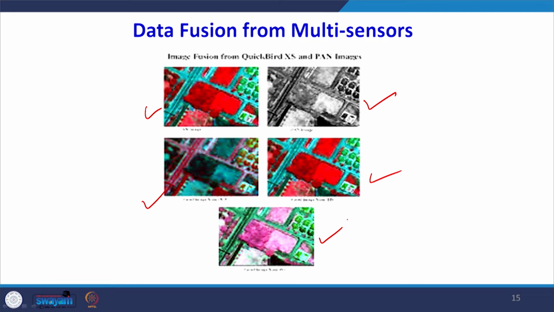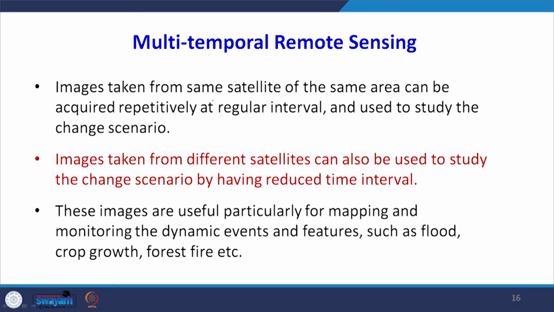Spatial resolution is better for panchromatic data, so that characteristic has been taken from the black and white data, and the spectral characteristics, the wavelength region, because the spectral reflectance is different in different wavelength regions. That characteristic we have taken from multispectral data and try to fuse the data together in order to derive the maximum information content. Then we have the multi-temporal remote sensing images.